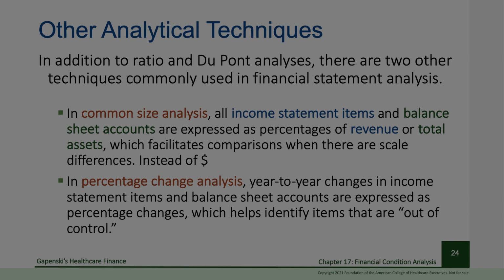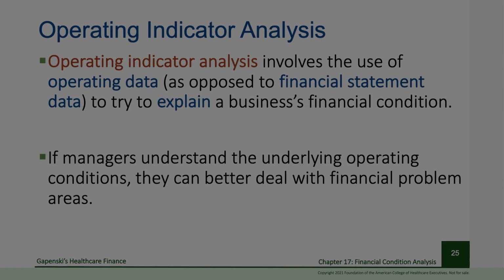In addition to ratio and DuPont analysis, there are other types of analysis: the common size analysis, where all income statement items and balance sheet accounts are expressed as percentages of revenue or total assets, which facilitates comparisons when there are scale differences. In percentage change analysis, year to year changes in income statement items and balance sheet accounts are expressed as percentage changes, which helps identify items that are out of control. The operating indicator analysis involves the use of operating data, as opposed to financial statement data, and that helps in explaining a business's financial condition.